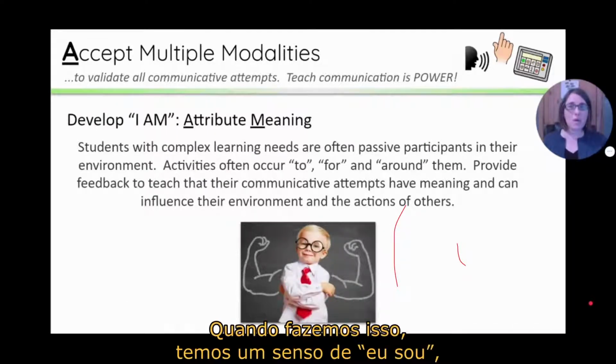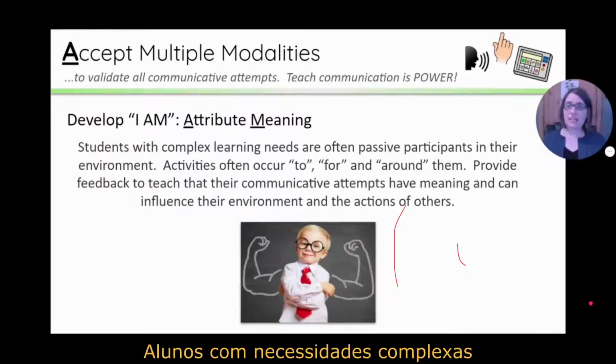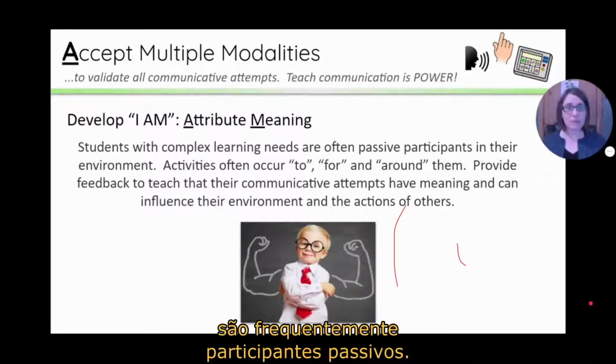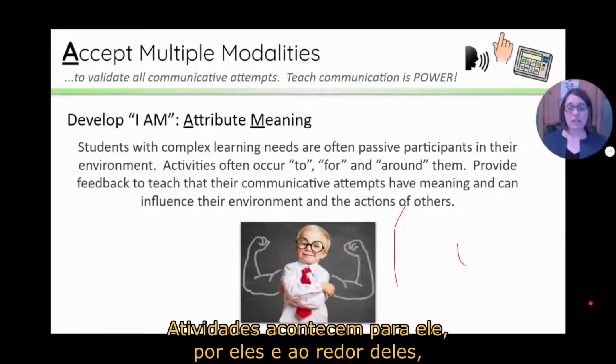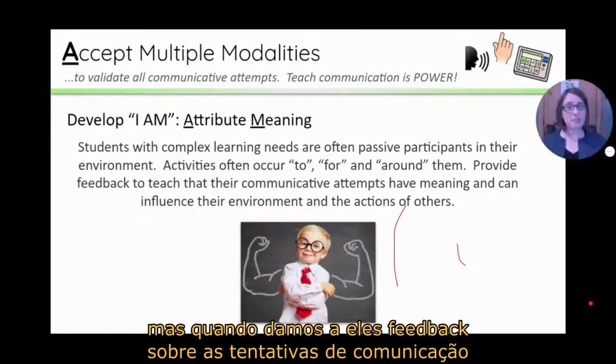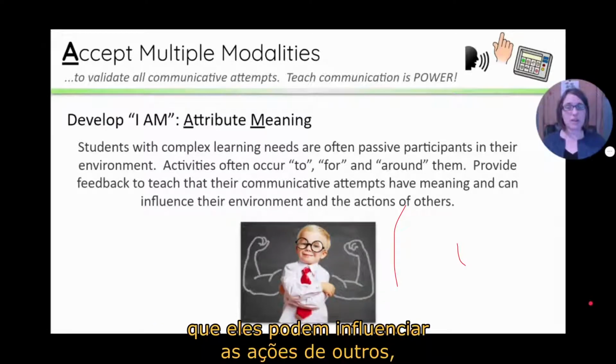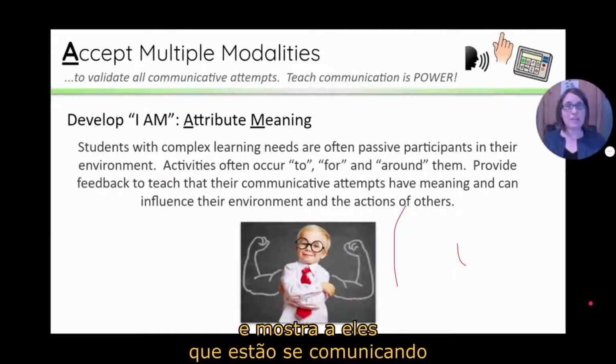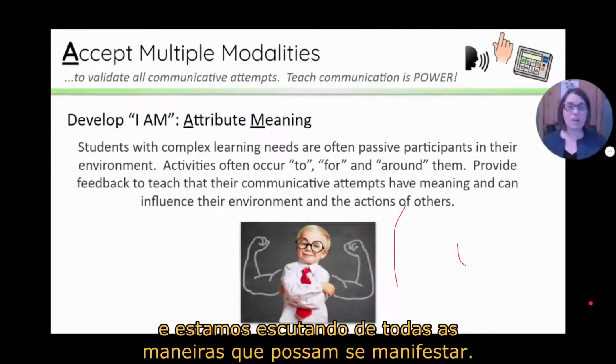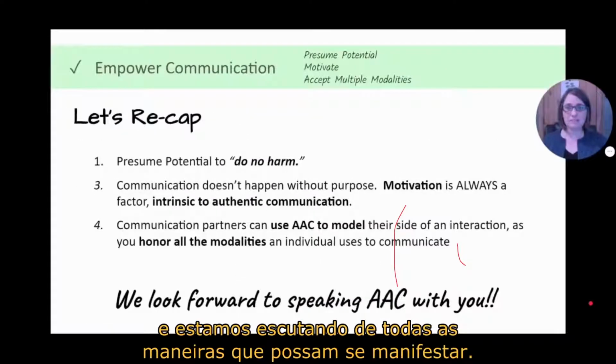When we do this, we are developing a sense of I am. We are attributing meaning. And students with complex needs are often really passive participants. Activities happen to them and for them and around them. But when we give them feedback about the communicative attempts and what it means, we are showing them that they are influencing their environment. They can influence the actions of others. And it shows them that they are communicating and we are listening in all the ways that that may manifest.